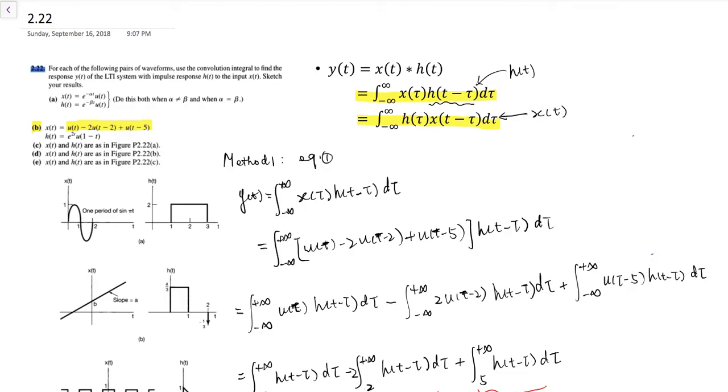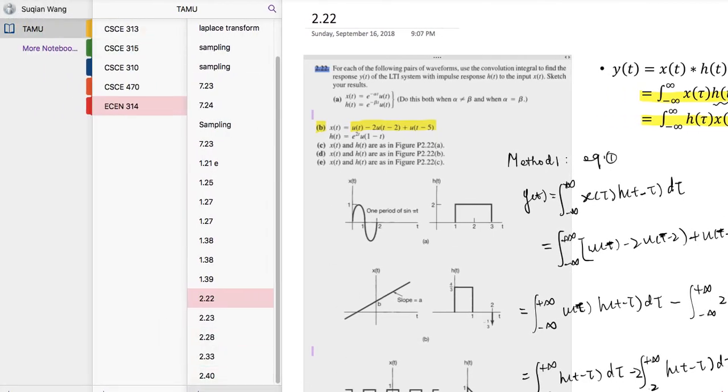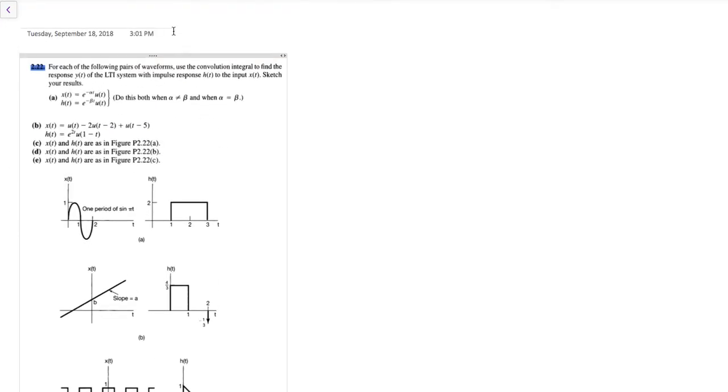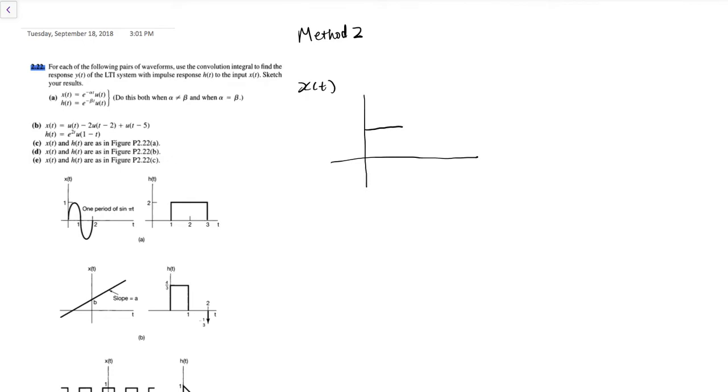We can also do it in a graphic way, which provides you with more visual aid. I'm just going to copy this problem into a new page so everything will be clear. So we know what the unit step function looks like, so we can actually draw our x signal. It's a signal u(t) plus a signal with u(t minus 2), but it's negative 2.